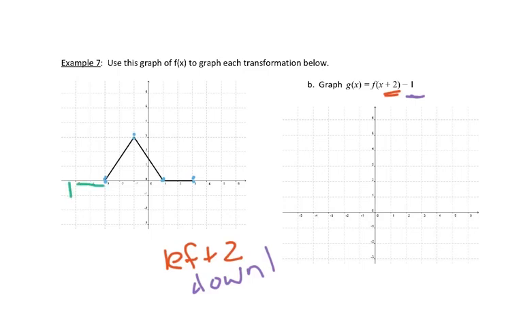So we'll go left 2, down 1, which gives us a point there. So let's see, that's (-5, -1), a point right there. This point will go left 2, down 1, so it's (-3, 2). This point will go left 2, down 1, so that's (-1, -1). And this point goes left 2, down 1, so that would be at (1, -1). So we would connect those dots, and that's the graph for that problem.